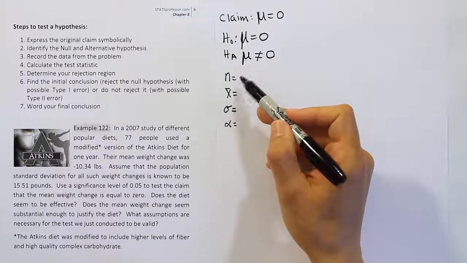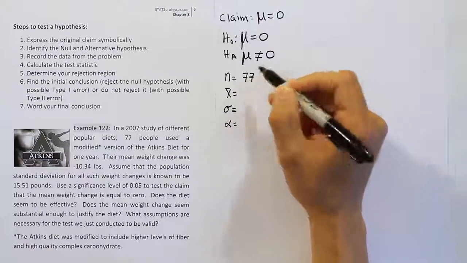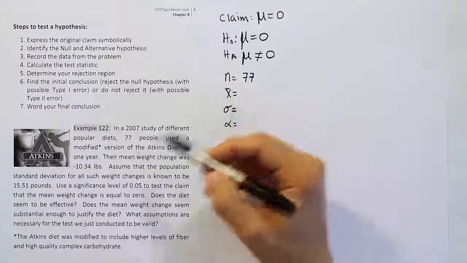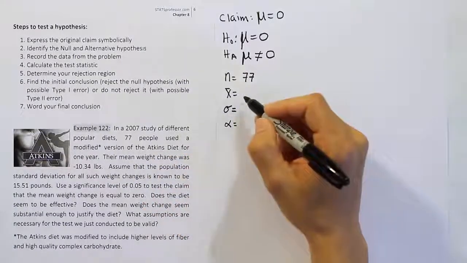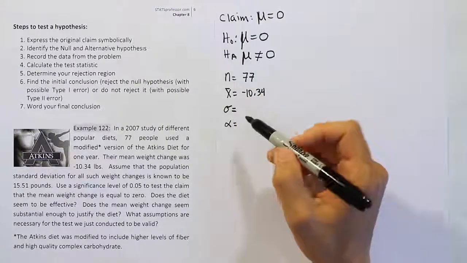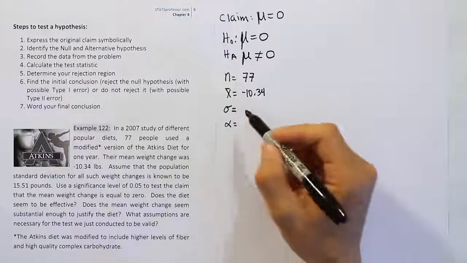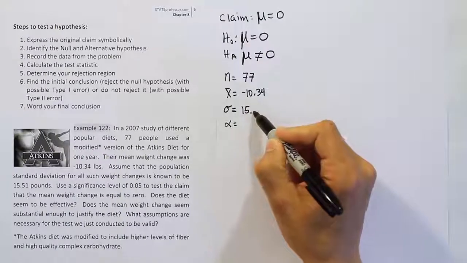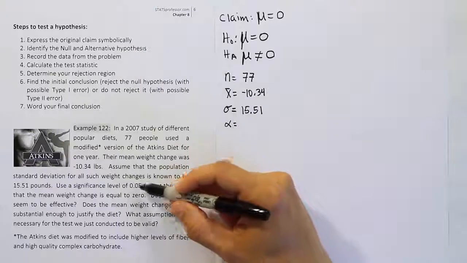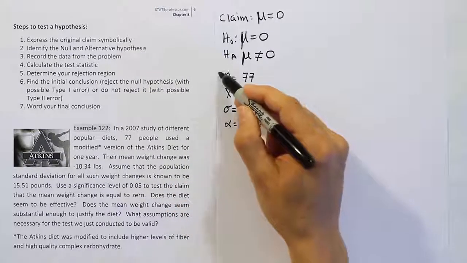So let's look at the data for the problem. It says 77 people used the diet, so 77 people were in the study and involved in this particular phase of it. The sample mean, it says their mean weight change was negative 10.34 pounds. And then the standard deviation, it says assume the population standard deviation is known to be 15.51 pounds. And then we have the significance level, which is 0.05. So this is our data for the problem.